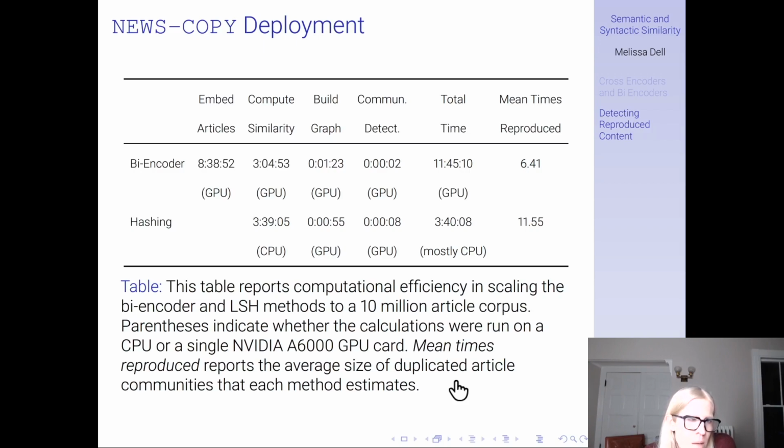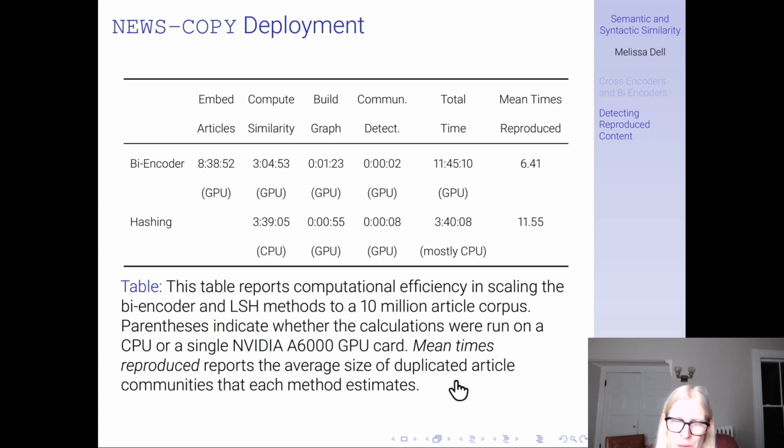With hashing, we run hashing on a CPU. All the widely used hashing libraries are on CPUs, so that takes a little under 4 hours. And then again, building the graph and community detection, which we do on the CPU for comparability, is completely trivial. So hashing is faster, but the additional time it takes to get that significant additional accuracy from the bi-encoder is pretty marginal, again, given this is done on a single GPU card. In short, it's highly scalable.